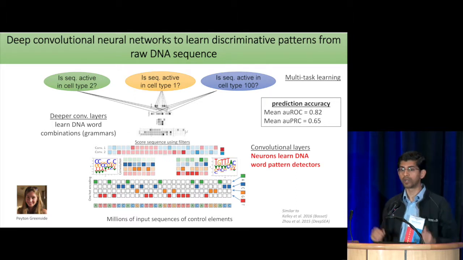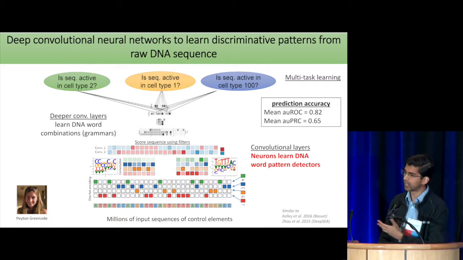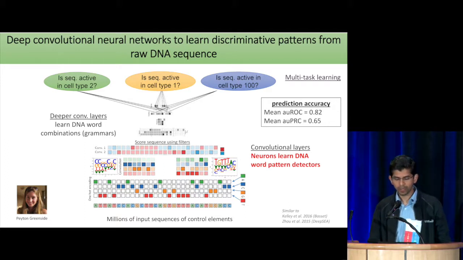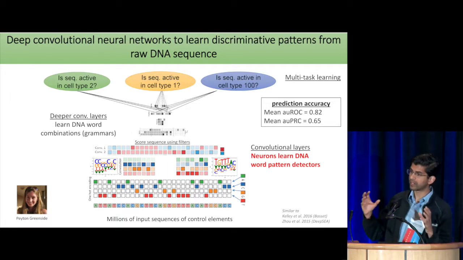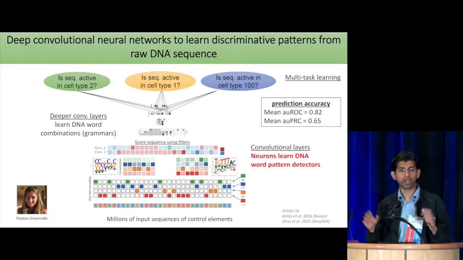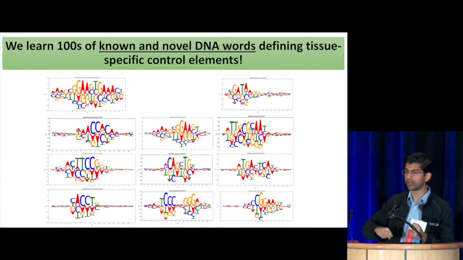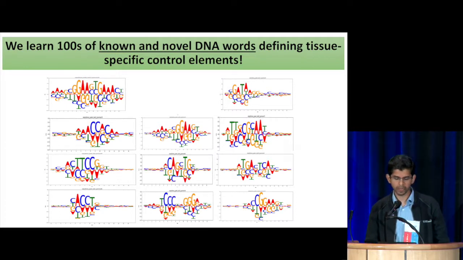Okay? So we can do this prediction task, and when we actually go and look at what the model learns, we firstly find that we get very good prediction performance, so the model is able to accurately capture this activation information. But more interestingly, when we look inside the model and look at what the pattern detectors learn, we identify hundreds and thousands of interesting DNA words. Okay, so the neural network is able to infer from the raw DNA sequence by looking at these dynamic activity patterns what these interesting DNA words are.